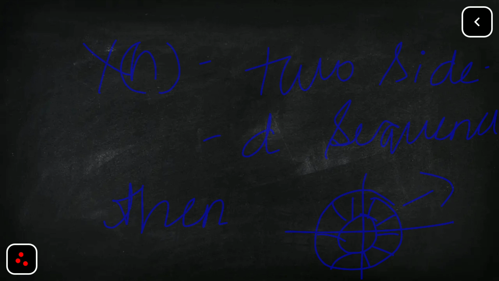And I told you that your ROC is a concentric ring in the z plane. So this part is my concentric ring. That is the property.